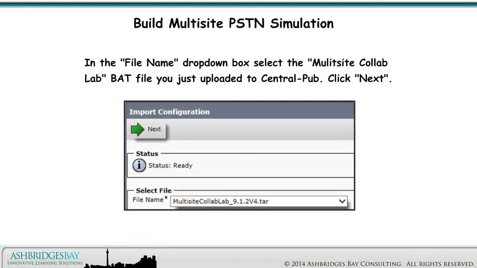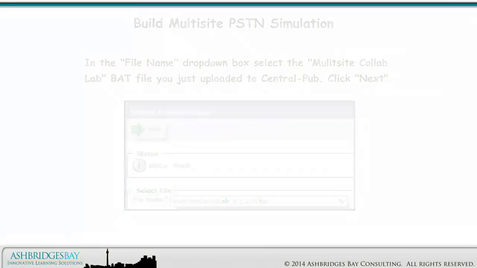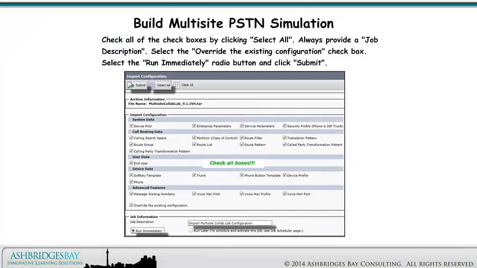In the file name drop-down box, select the Multisite Collab Lab BAT file you just uploaded to Central Pub. Click Next. Check all of the boxes by clicking Select All. Always provide a job description. Select the Override the Existing Configuration checkbox. Select the Run Immediately radio button and click Submit.